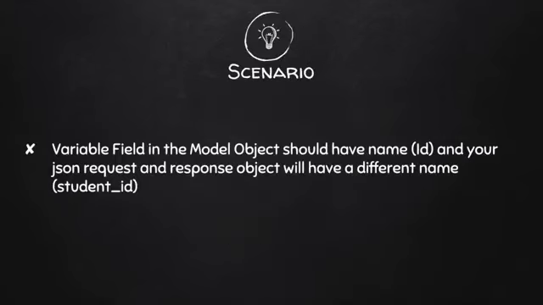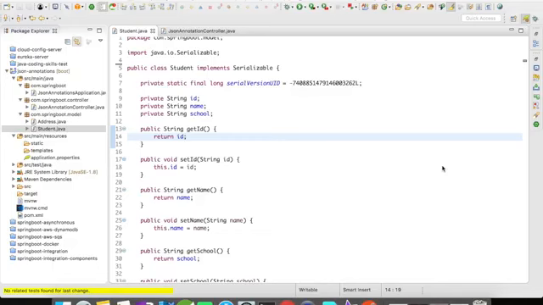Alright, the scenario is the variable field in the model object should have the name id, and your JSON request and response object will have a different name, studentId. Let us try to solve this scenario by going into our Eclipse IDE. The id field in the model object is going to have the name id, whereas the request and response object will be having the name as studentId. Let us try to solve this using @JsonProperty.